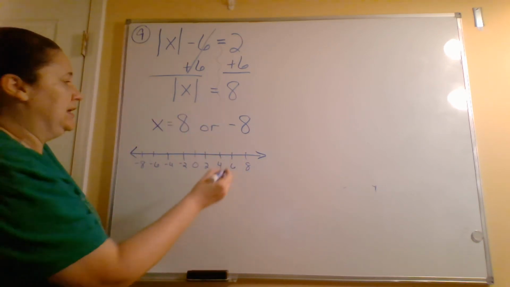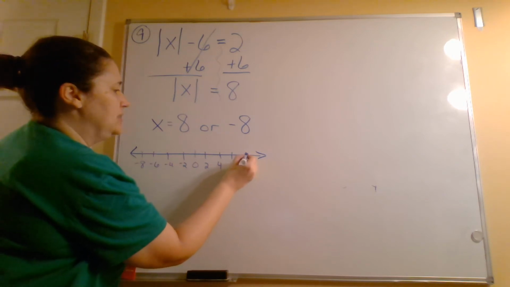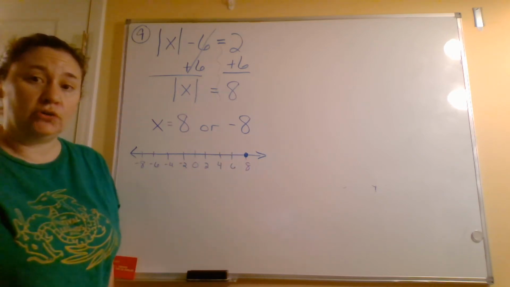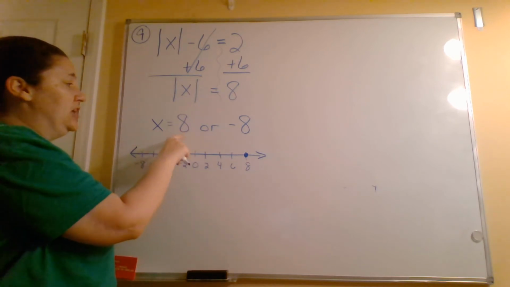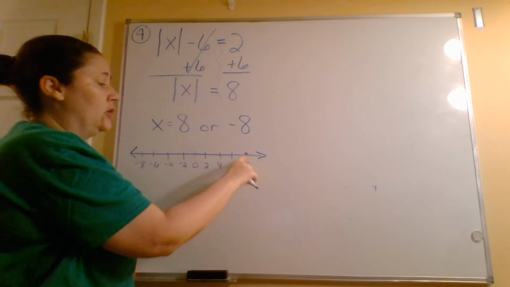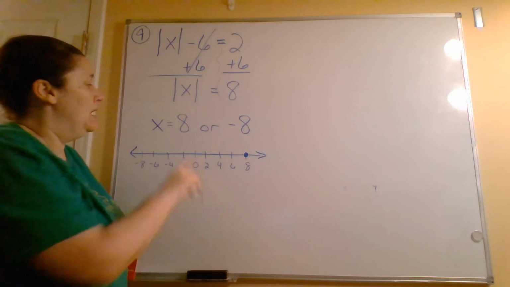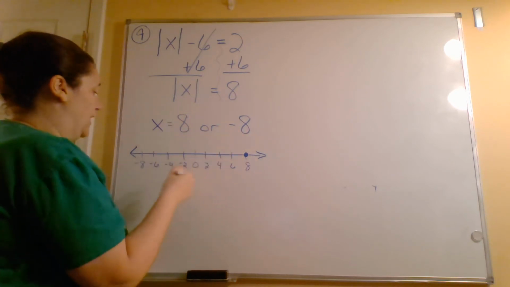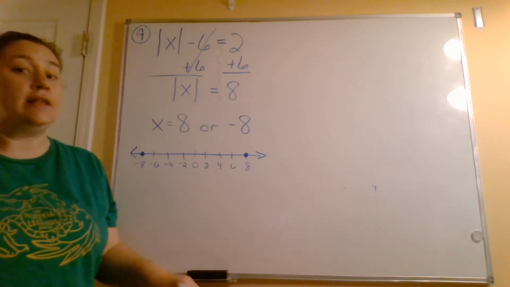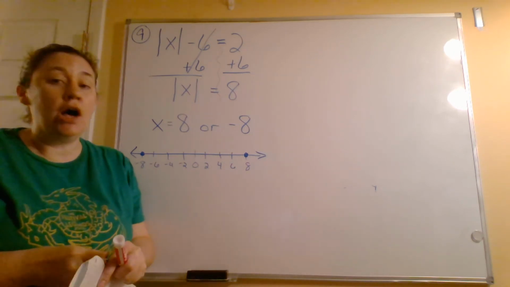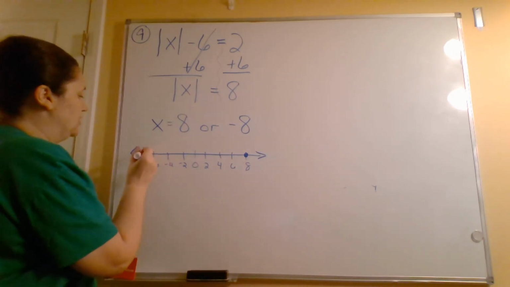Let me see. We need a closed circle on 8. To graph the number 8, if you just want to graph one number, you just put a dot on it. X is equal to 8 means you put a closed dot on 8. X is equal to negative 8 means you put a closed dot on negative 8. And that's it. You do not draw a line in between these dots like this.